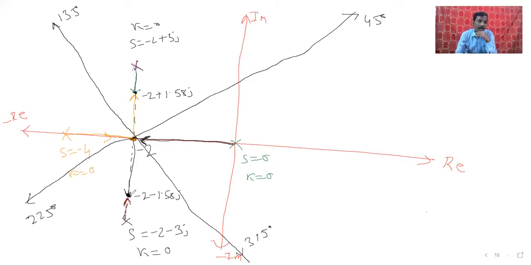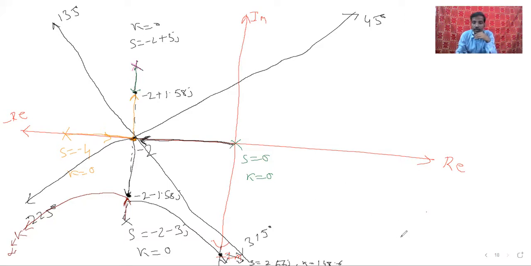and at that point one pole goes in the 225 degree direction. That means K tends to infinity. And for this other pole, this is the 315 degree direction. And at that point, this is the intersection point on the imaginary axis, s equals 2.56j, found by using Routh criterion, and K equals 148.6.